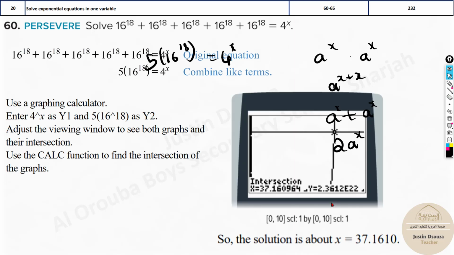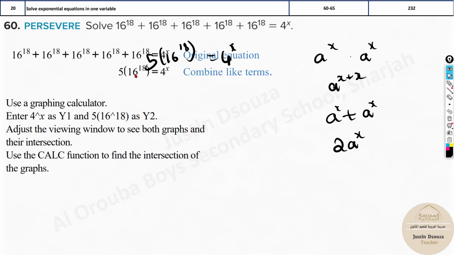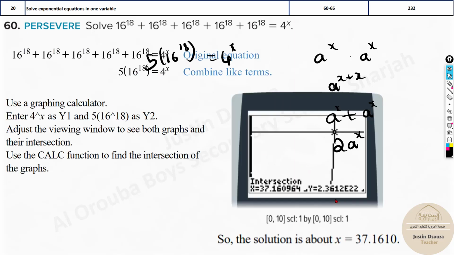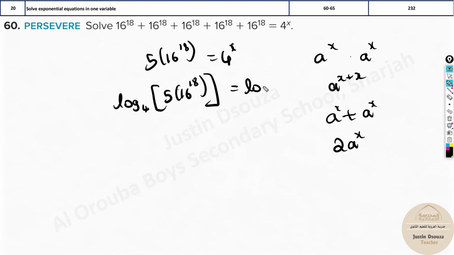Okay, they have used the graphing calculator method, which is not available. And I don't think your calculator will give you any answer for this. So this much is correct, but the graphing calculator is used and done. But if you don't have a graphing calculator, this is the easy method. What is the base of the exponential? See, this is exponential. x is there. The base is 4. Take log base 4 of whatever is the value here, 5 times 16 to the power 18, that is equal to log base 4 of 4 to the power x.